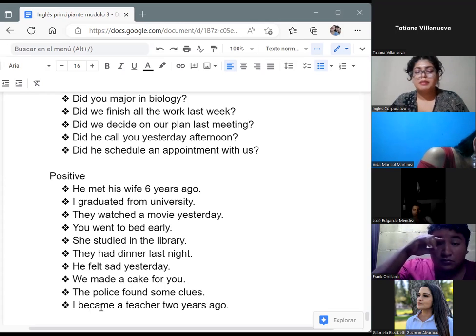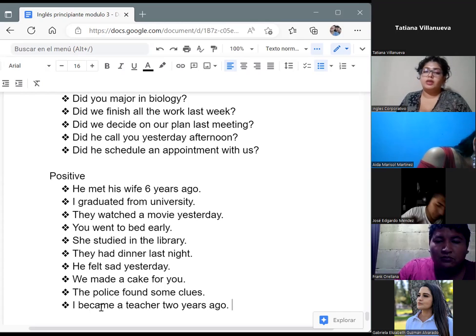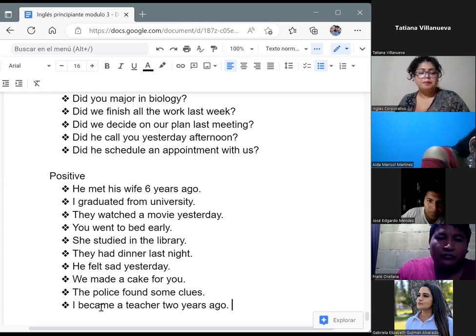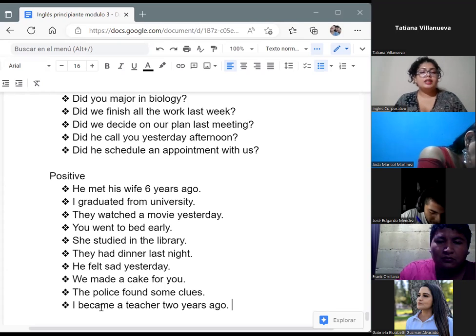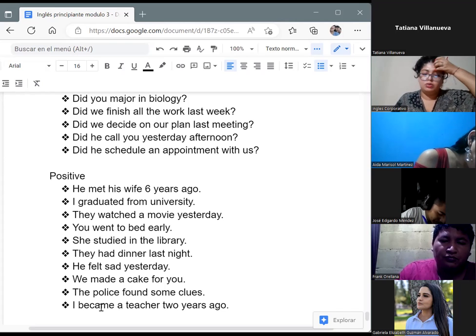So in the positive statements, we have, he met his wife 6 years ago. Él conoció a su esposa hace 6 años. I graduated from university. Me gradué de la universidad. They watched a movie yesterday. Vieron una película ayer. You went to bed early. Te fuiste a la cama temprano. She studied in the library. Estudió en la biblioteca. They had dinner last night. Ellos cenaron anoche. He felt sad yesterday. Se sintió triste ayer. We made a cake for you. Hicimos un pastel para ti. The police found some clues. La policía encontró algunas pistas. And I became a teacher 2 years ago. Me volví una maestra hace 2 años.